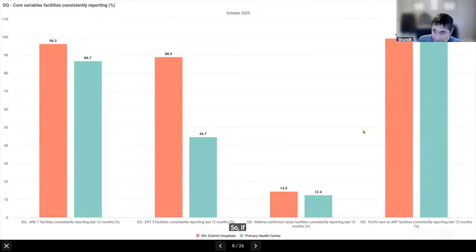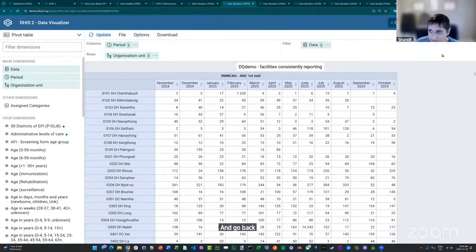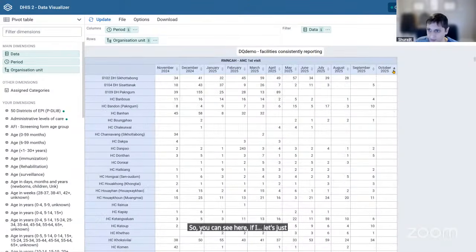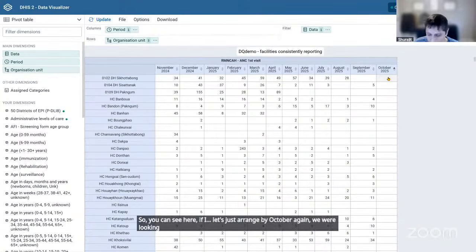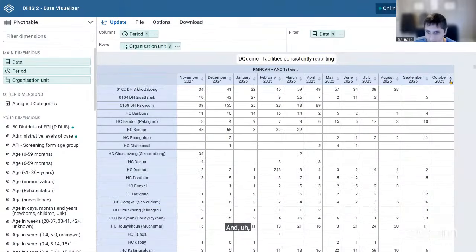So if we bring these two concepts together and go back to this visualization, you can see here, let's arrange by October again, we were looking at data element completeness for October. Then we see some facilities that haven't reported data.